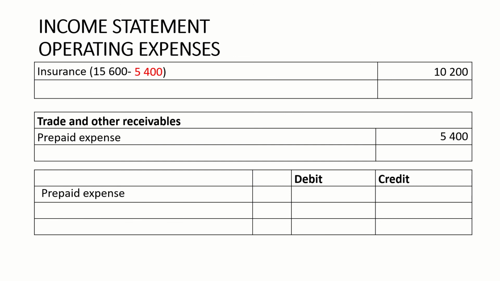In the general journal, we will debit prepaid expense, which is an asset that goes to the statement of financial position. And then we will credit our insurance expense. So in our statement of comprehensive income, we need to credit our insurance expense by the same amount, which is 5,400.